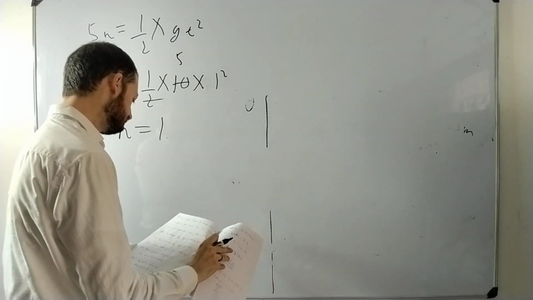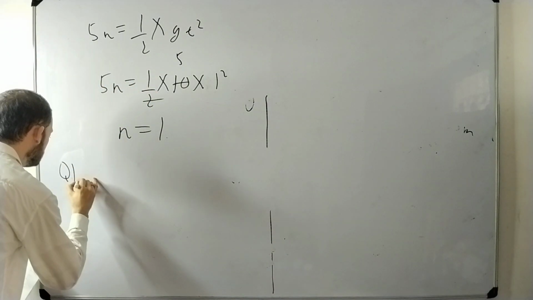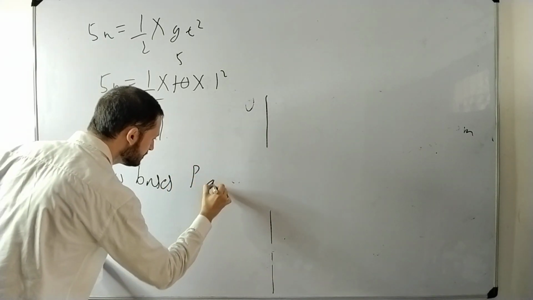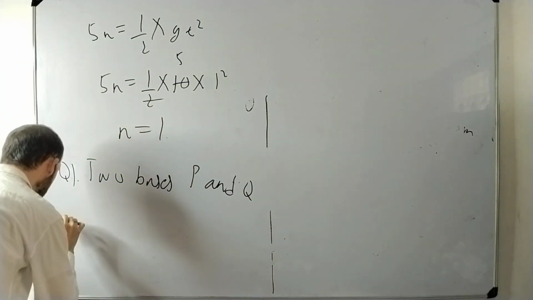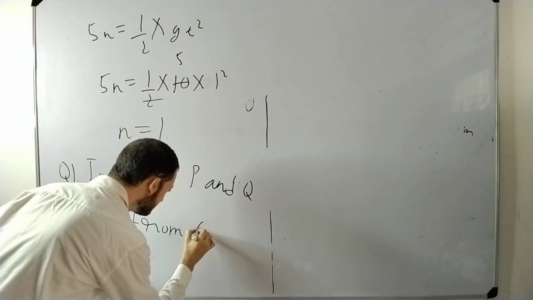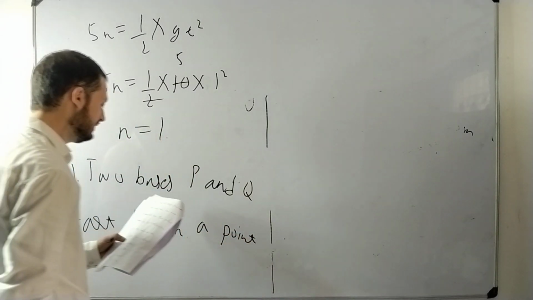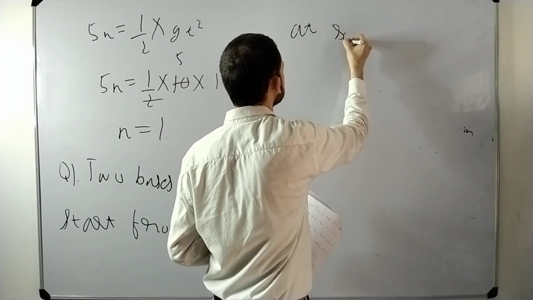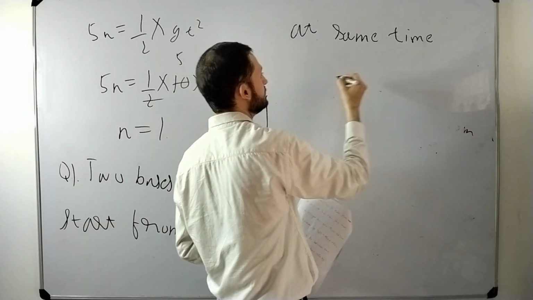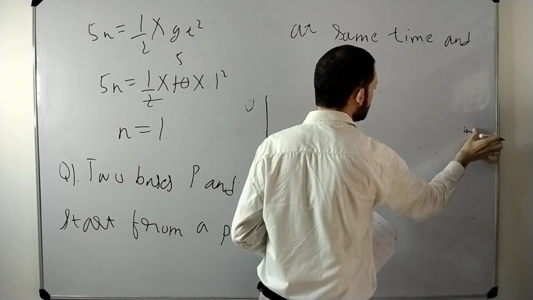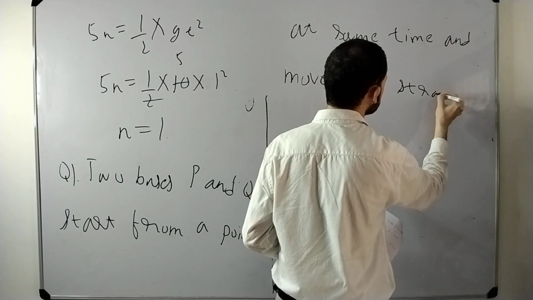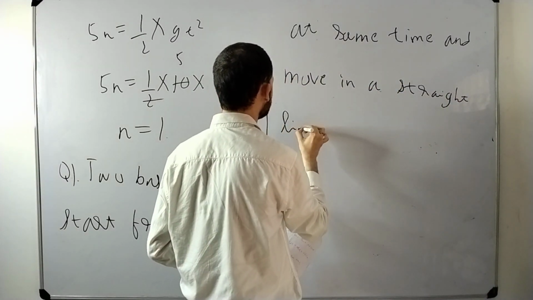What is the next question? Question: two buses P and Q start from a point at the same time and move in a straight line. Right, students?